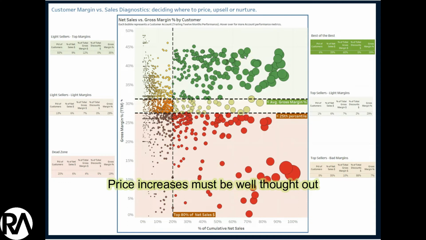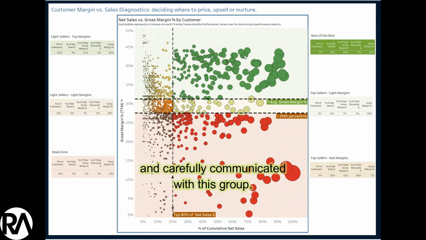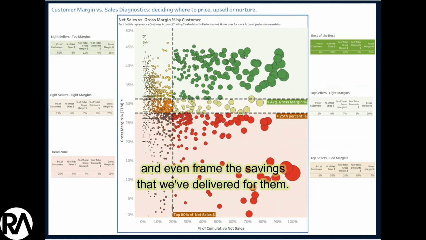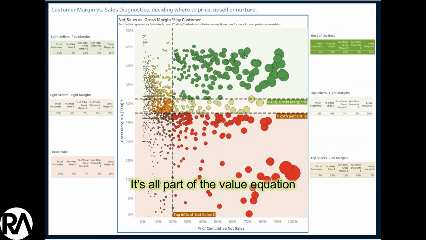Price increases must be well thought out and carefully communicated with this group. Whenever possible, we need to allow these groups of customers to actually do some forward buying during our price increases and even frame the savings that we've delivered for them. It's all part of the value equation and strategic partnerships we provide for this group of customers.